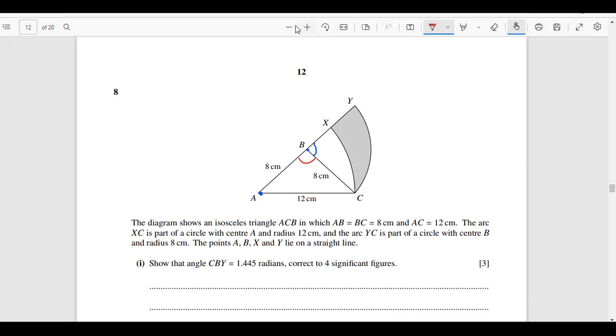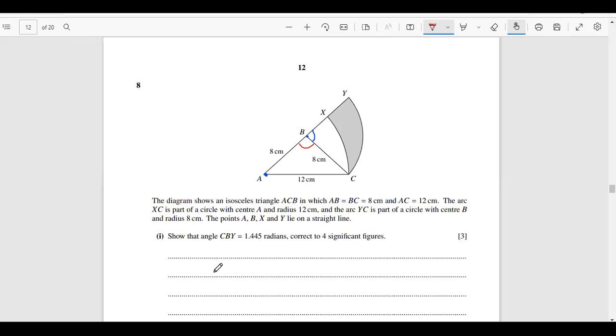I'll just write down the formula if anyone is not able to recall. So for the cos rule, we use b squared equals a squared plus c squared minus 2ac into cos of b. So we are interested in finding out this angle right here. That is why we are going to use this. Okay, very good, Haris, but you're supposed to find the answer in radians. You need to show that the angle CBY is 1.445 radians, okay?